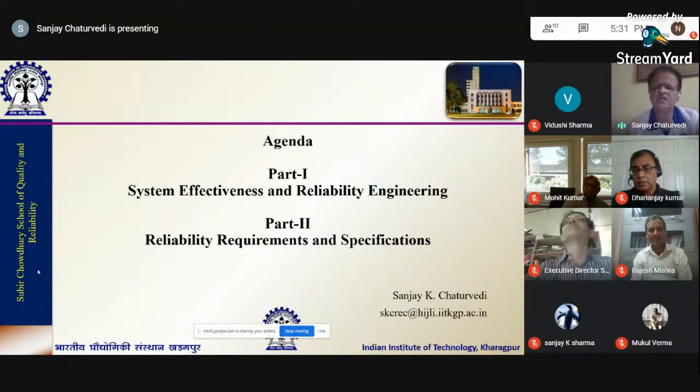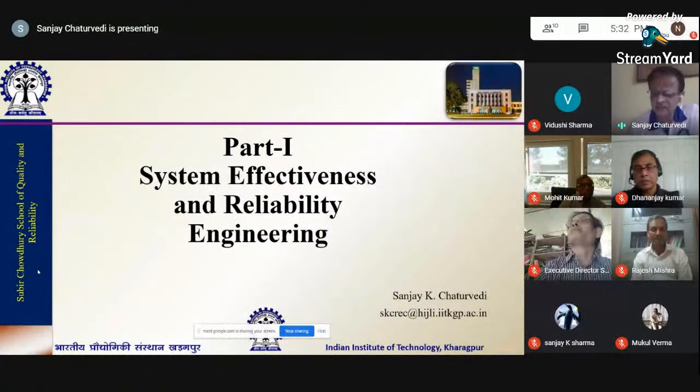either they are talking about the MTBF or MTTF figures, or once we ask whether they have set some goals for reliability, they are not aware of it. So basically, this presentation gives an idea about the various terms and terminology, and what the consequences will be if somebody is not setting the reliability figure appropriately and simply believing in MTBF. So the part one is system effectiveness and reliability engineering.